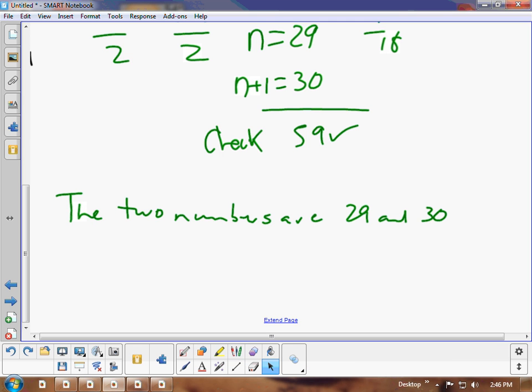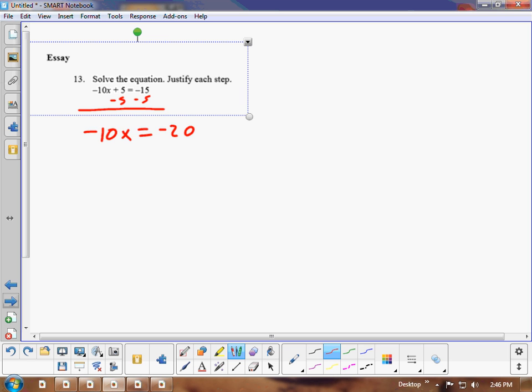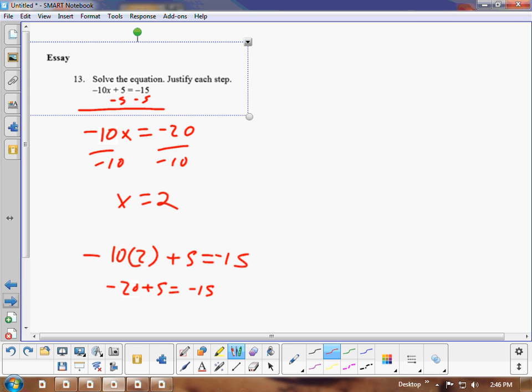Okay, and then the last question, the answer is 2. And this should be a quick question for you. Minus 5. I'm going to get negative 10x equals negative 20. Divide by negative 10. And x equals 2. And then you can do a check. Negative 10 times 2 plus 5. Is that equal to negative 15? Is negative 20 plus 5 equal to negative 15? And it does check.